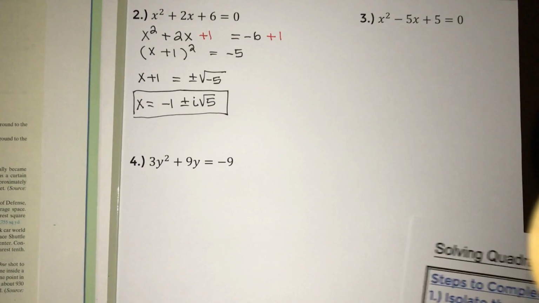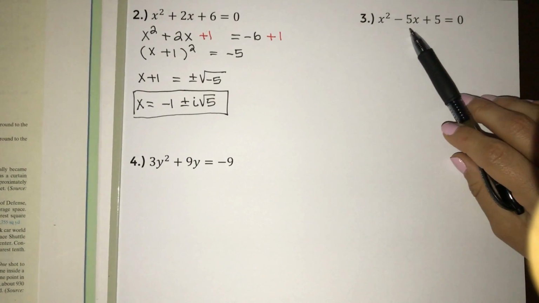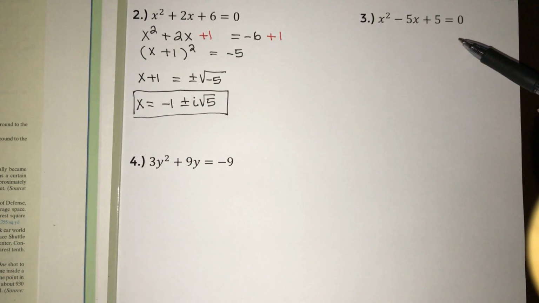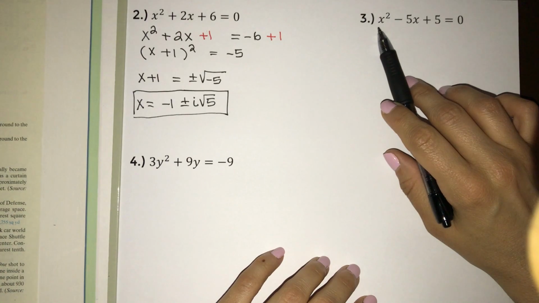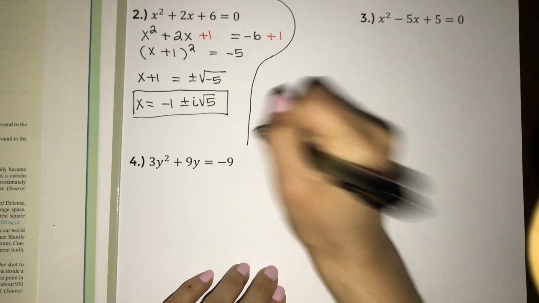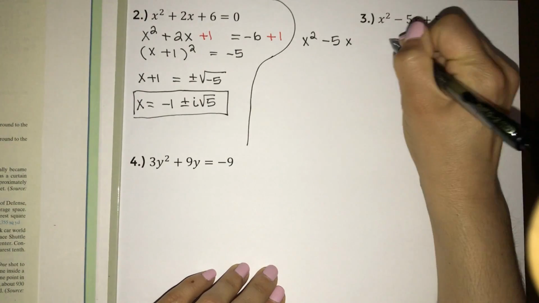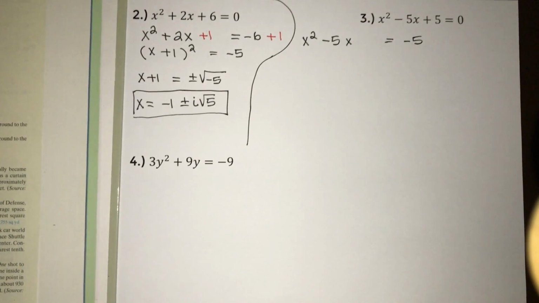Keeping the steps in mind, let's try the third example. So this one's slightly different because the middle term is not divisible by 2, and so then we will end up with a fraction, but that's okay because we know how to work with fractions. So let's see. Coefficient of x squared is 1, so that's good. I need to subtract 5, move it over to the other side.